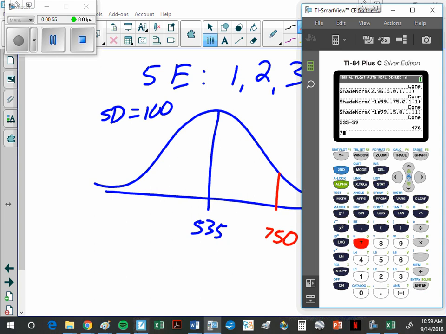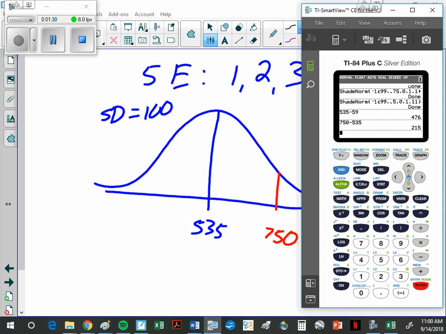I do 750 minus the average, 535. Why did I do it in that order? I need the answer to be positive. How come? We're to the right of the average, so my z needs to be positive. Okay. What does 215 tell us? That tells us that this person scored 215 points more than average.